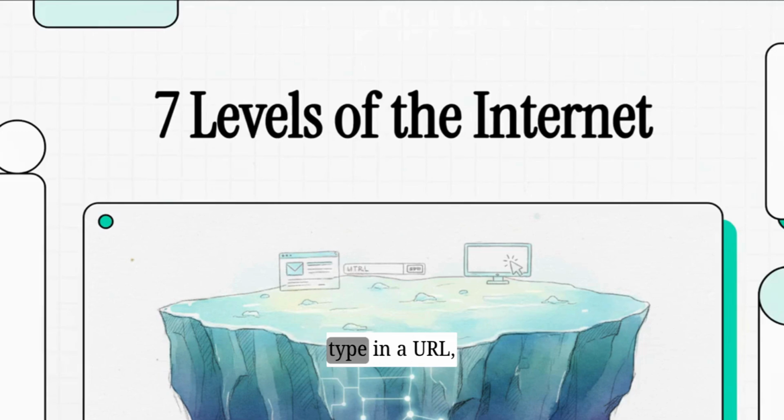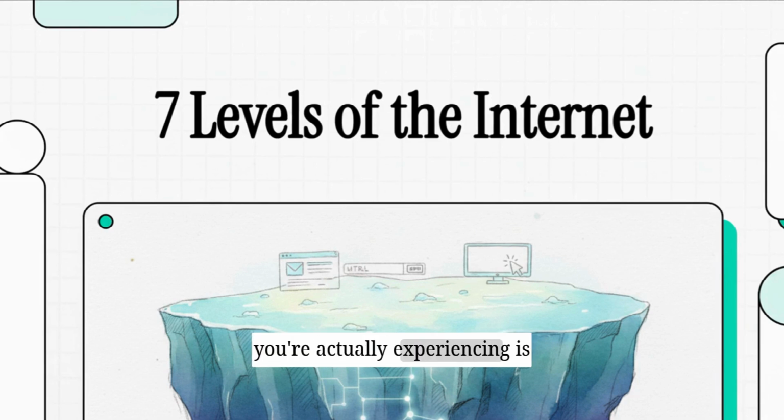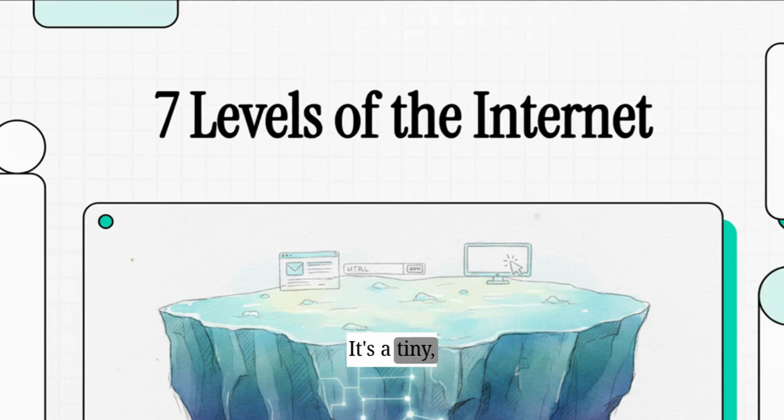You open up Chrome, type in a URL, hit enter, and you think you're seeing the internet, right? Well, what you're actually experiencing is just the absolute surface. It's a tiny, brightly lit beacon at the very top of a gargantuan digital iceberg. Today, in this explainer, we are mapping the true architecture of the web.